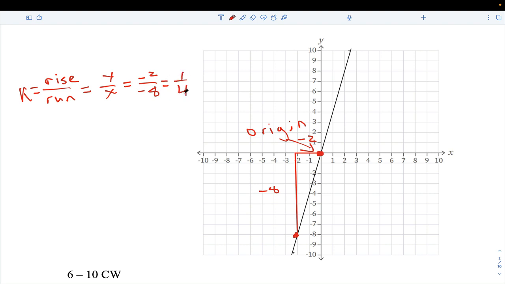Yeah, it's a positive because both are negative, same good, different bad. I thought the x was supposed to be on the bottom. Thanks, that's a blunder. I did x over y, it should be y over x. -8 over -2. Now what is it? 4 over 1. Or just a 4.